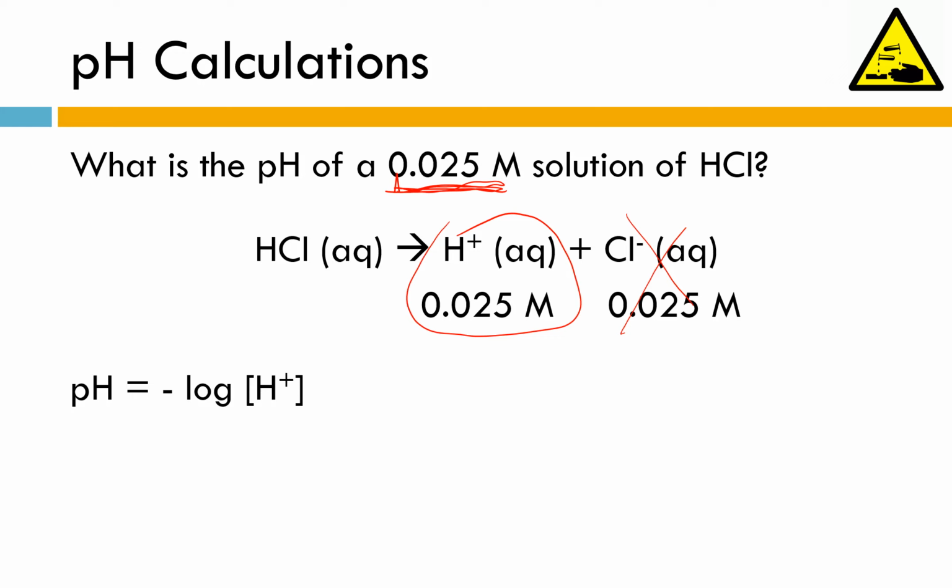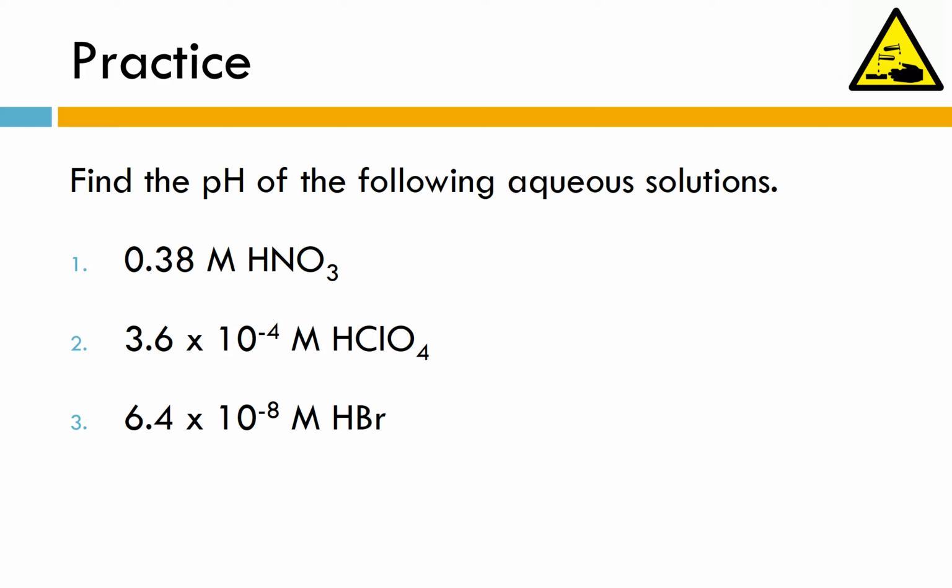You know, I look for this on things like quizzes and tests. Plug in your number. pH is equal to negative log 0.025 molar. And you come up with a pH of about 1.6. And that's all there is to it. The tricky part is always getting to the H plus ion concentration, which should hopefully be pretty straightforward with strong acids.